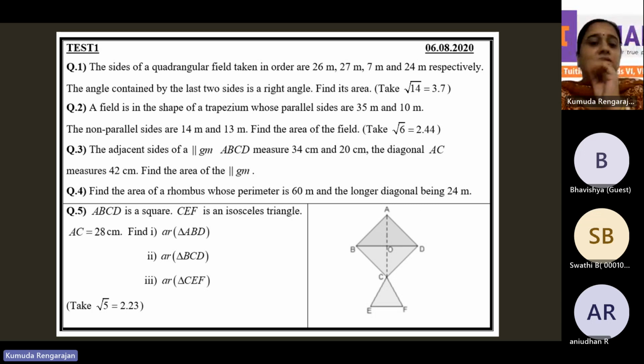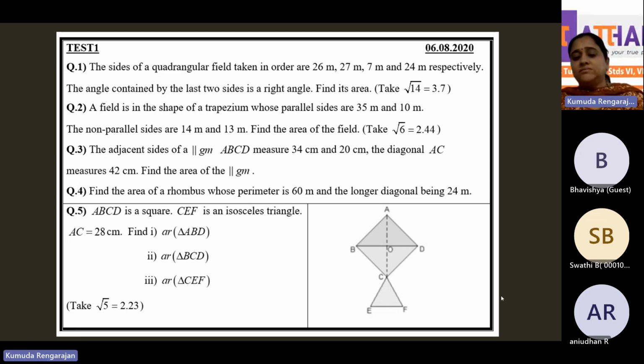Then a field is in the shape of a trapezium whose parallel sides and non-parallel sides are given. Have we done a question similar to this? We have done. We take a construction, no? We draw a line parallel to one side. We divide the trapezium into a parallelogram and a triangle. Okay. The third one, that's simple. Fourth one, also we have done. Fifth also we have done. That's all I can say.